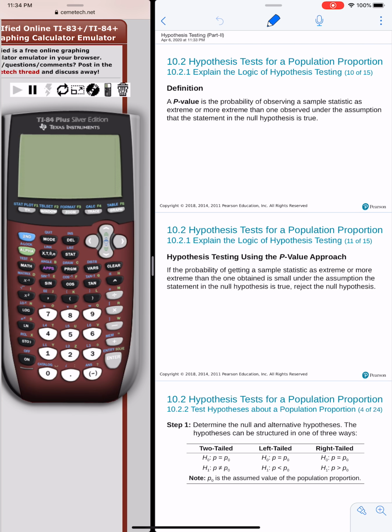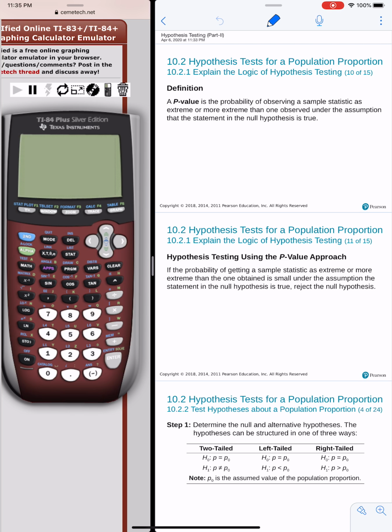This video is on a hypothesis test for population proportion. But before we can get into the concept of a test for population proportion, an important definition is the p-value. P-value is simply the probability of observing a sample statistic as extreme or more extreme than the one observed under the assumption that the null statement is true.